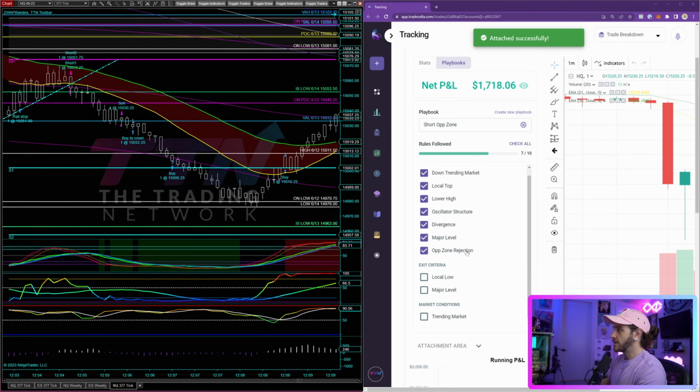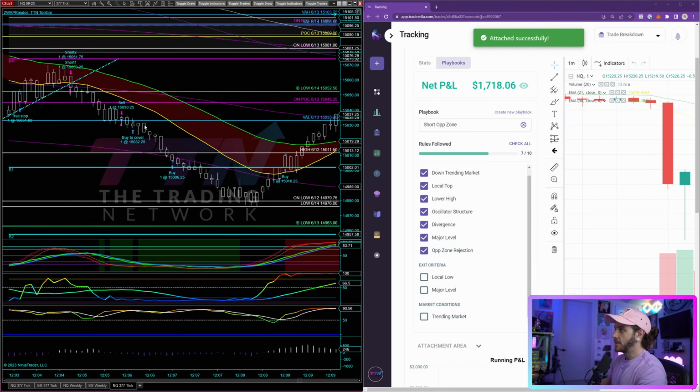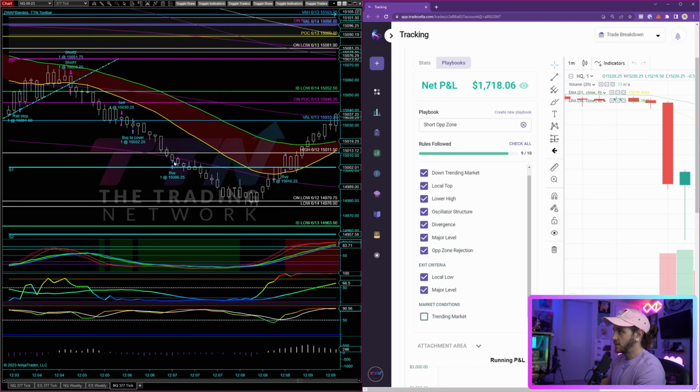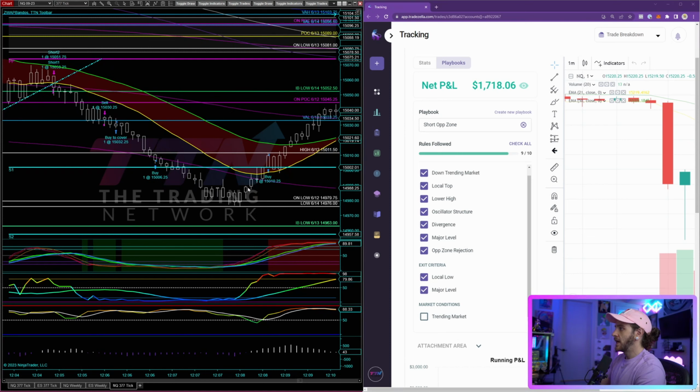Now, you can see here that I also have exit criteria, and I started to exit on my major levels and local lows. So in this scenario, I actually used both of my exit criteria to take profit, two different ways. So I started to peel as we got to my major level, and then we put in a local low. Yes, I should have probably closed right here instead of letting the stop get hit, but pretty negligible when it comes down to it.